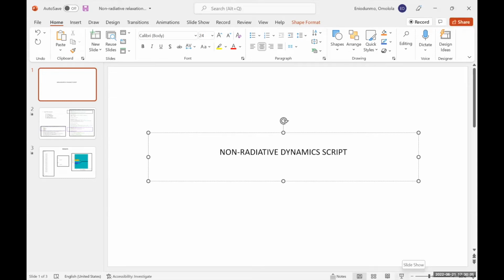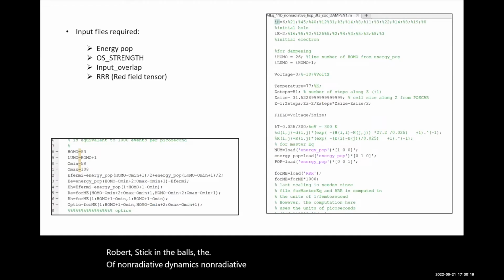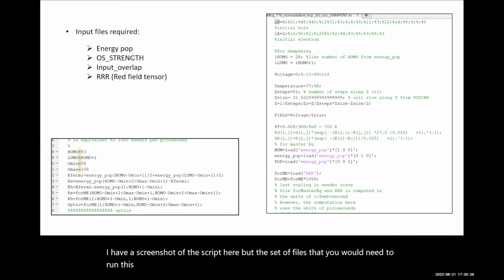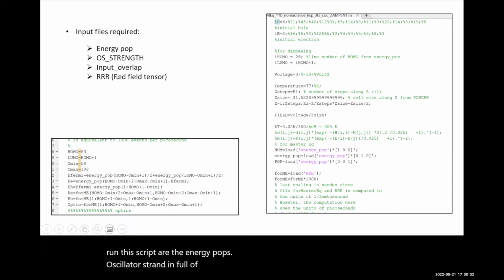Okay, so I will be speaking about the non-radiative dynamics, non-radiative relaxation. So I have a screenshot of the script here, but the files that you will need to run this script are the energy pop, oscillator strength, input overlap, and then your RRR file that you generated from the previous step.